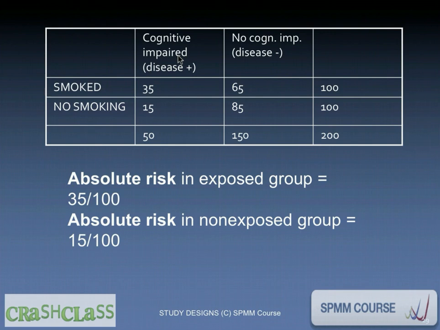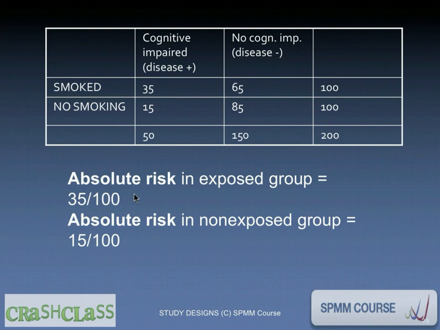In the top row I've written this. So there are 3 rows and 3 columns, as I'm including the total column and the total row as well. So we know that there are 35 cases of cognitive impairment among smokers, and we know there are 100 smokers, and we know there are 15 cases of cognitive impairment among non-smokers, and we know that there are 100 non-smokers from the question. So we can fill the rest of the gaps, 65, 85, and add these two, this will become 50, add these two, that will become 150, add these two, that becomes 200.